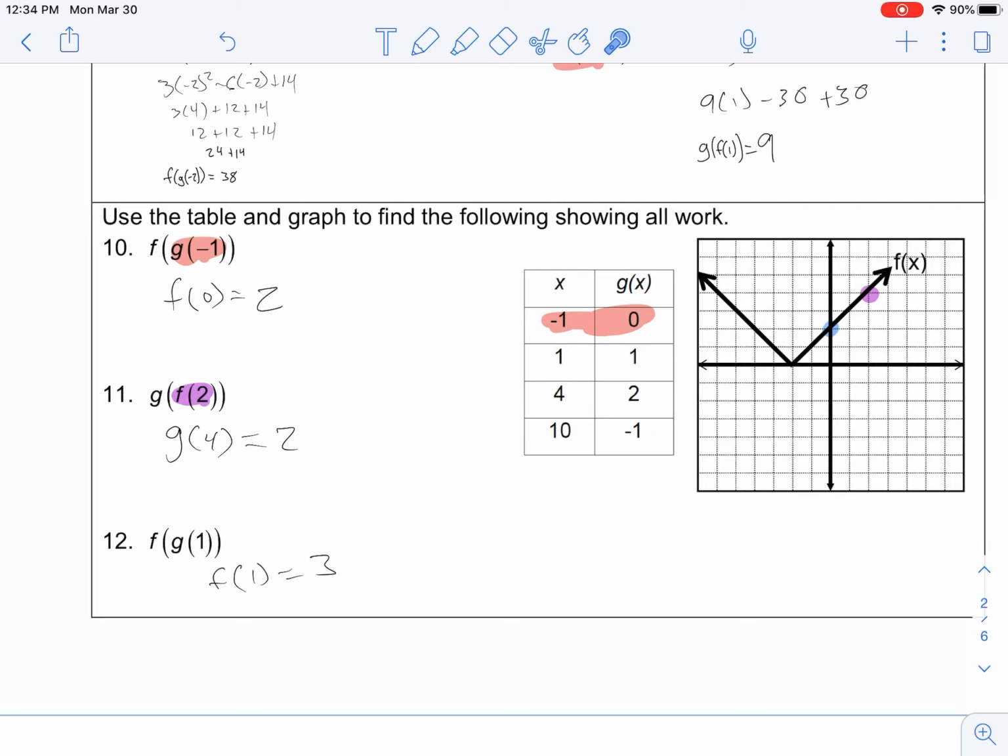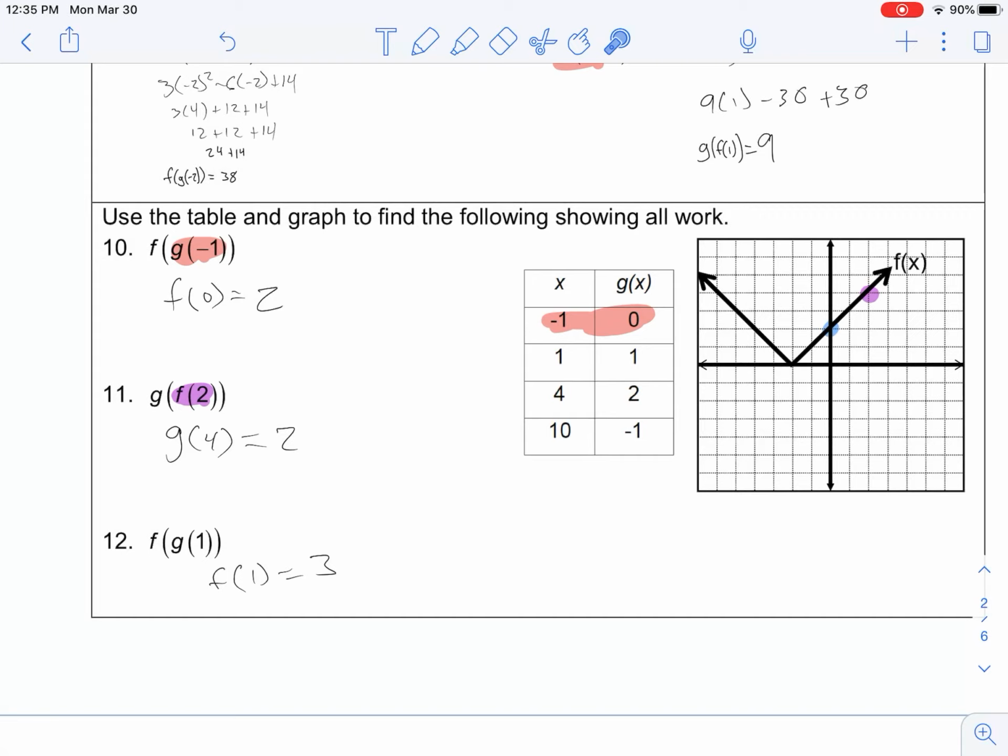Same thing for 11. So if we're finding f of 2 first, I'm going to go 1, 2. And then the corresponding point there is 1, 2, 3, 4. So when my f of 2 is my input, 4 is my output. And then I'm taking that and I'm giving it in the g. So g of 4. So I'm going to go to my g of x chart. I'm finding 4, and it corresponds with 2 here. So g of 4 is 2.